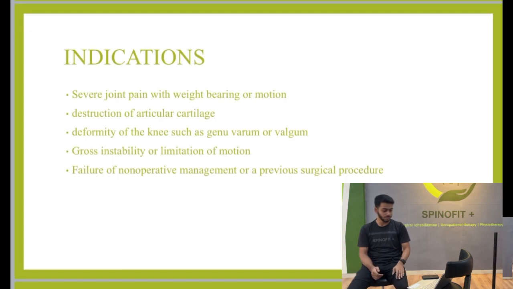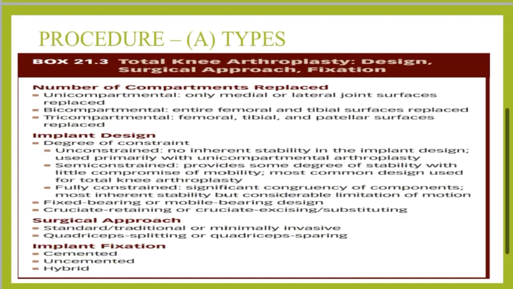Now coming to the procedure. In the procedure we will see different types of TKR. TKR is classified based on the compartments replaced, implant design, surgical approaches, and implant fixation. According to the compartments replaced, we have three types: unicompartmental, bicompartmental, and tricompartmental. In unicompartmental, only the medial or lateral joint surface is replaced. In bicompartmental, the entire femoral and tibial surfaces are replaced. And in tricompartmental, femoral, tibial and patellar surfaces are replaced.